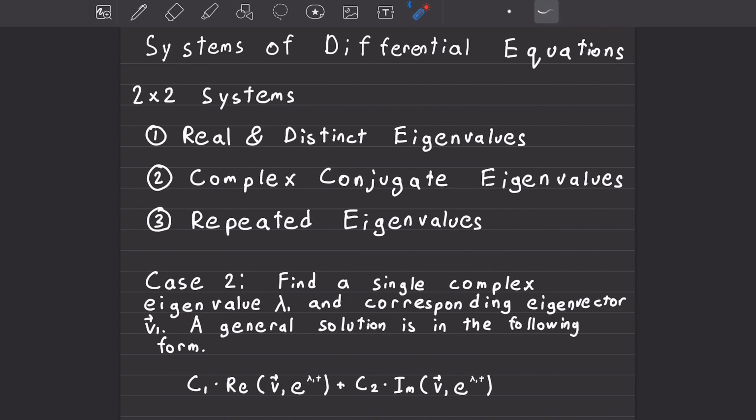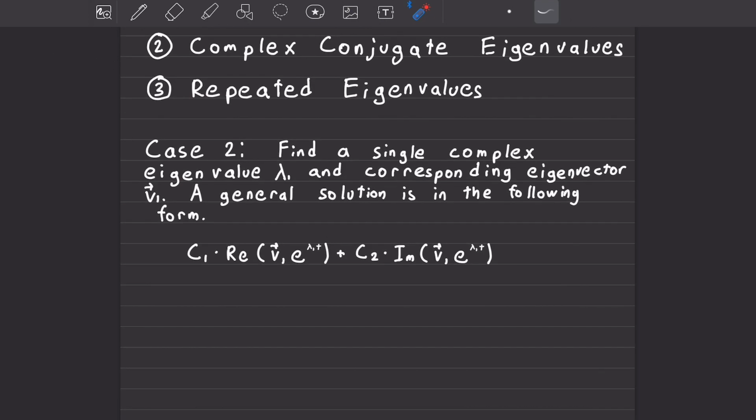This process does tend to be a lot more tedious, so it's nice that we only need to work with a single eigenvalue and a single eigenvector. This formula over here might look a little confusing, but I assure you it's not that bad when you actually do problems. Essentially, I can walk you through what you can expect. Your eigenvector is going to be some kind of complex eigenvector.